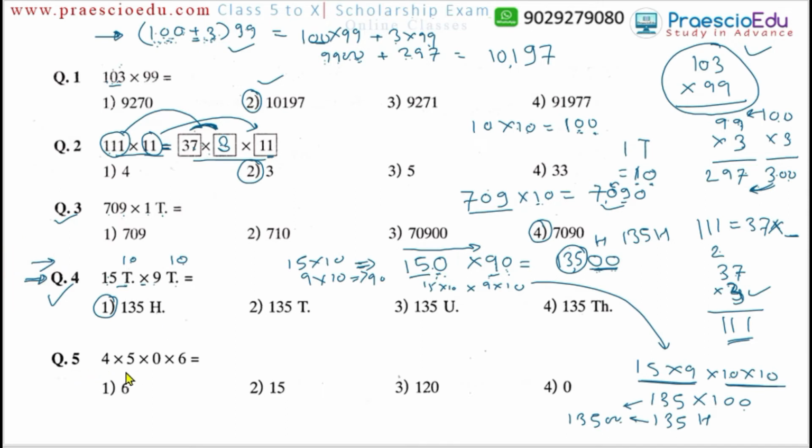Now question number 5: 4 multiplied by 5 multiplied by 0 multiplied by 6. In this one all are multiplication, but here the 0 is multiplying. We know any number multiplied by 0, the product will be 0. We already learned this, the property of 0. So the answer will be 0.